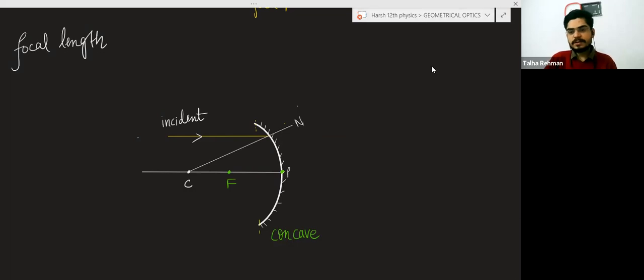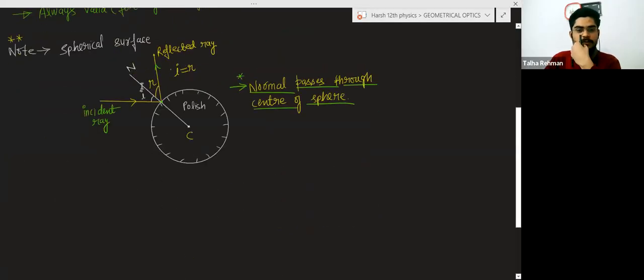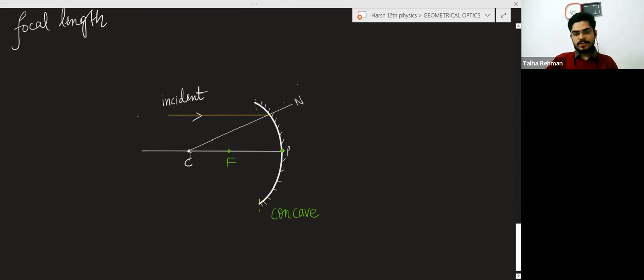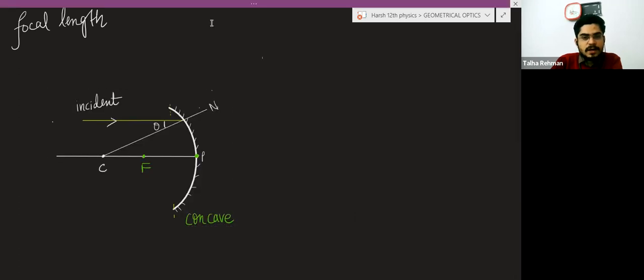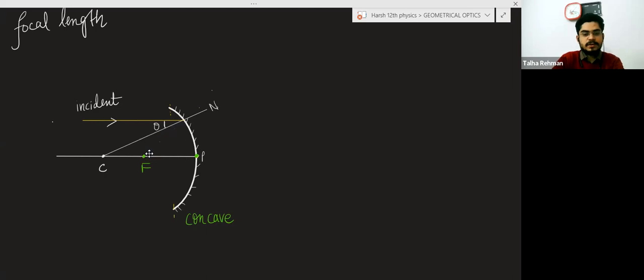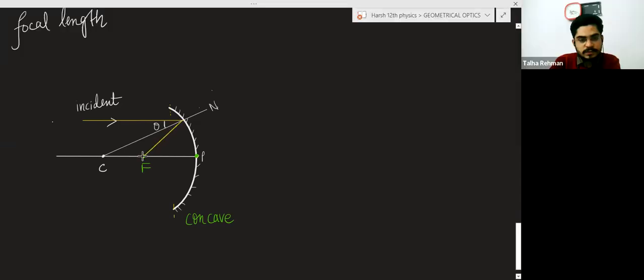I have told you, in case of the spherical mirror, the normal will always pass through the center. This concave mirror is also a spherical mirror, part of the sphere. So the normal will pass through the center of curvature. Suppose this angle is theta. This theta is the angle of incidence. After reflection, this parallel ray will meet at the focus with the same angle of reflection. So this angle will also be theta.